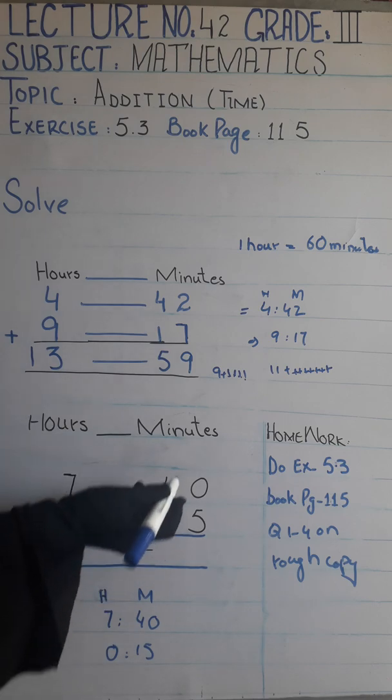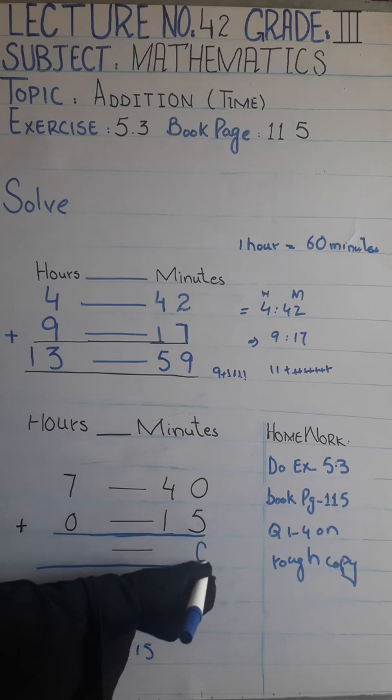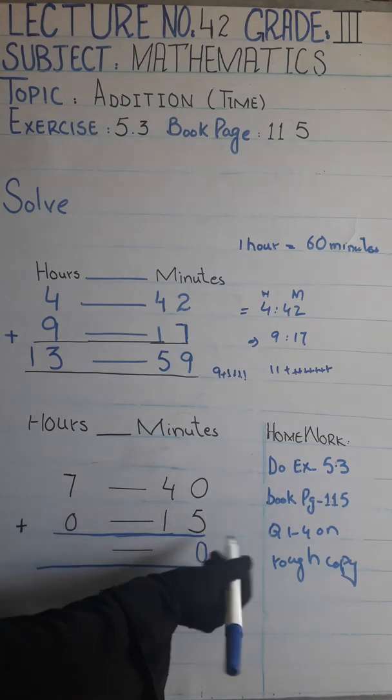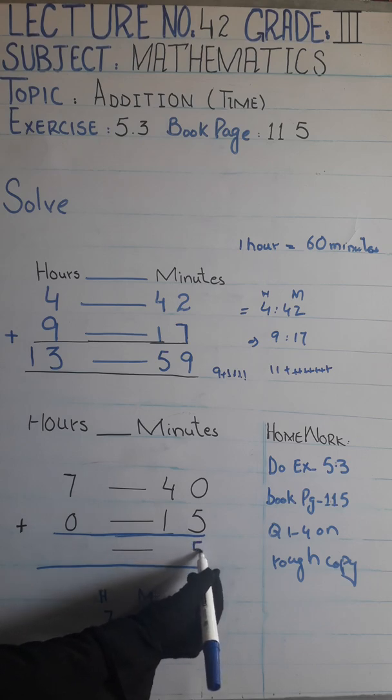Some of the brilliant students make this mistake. They add 0 and 5 and write the answer as 0. If you add 0 to any number, you get the same number again in the answer. 5 plus 0 is 5, not 0. 4 plus 0 is 4, not 0. 7 plus 0 is 7, not 0. Same for the remaining numbers. So 0 plus 5, the answer is 5, not 0.